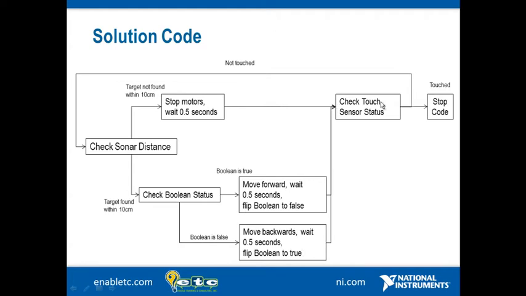After we've done that move, we're going to check the touch sensor status, and if it was pressed, stop everything. And if it wasn't pressed, go back around to checking our sonar distance. And then if no target was found when we check that, then we're going to stop our motors and wait half a second.